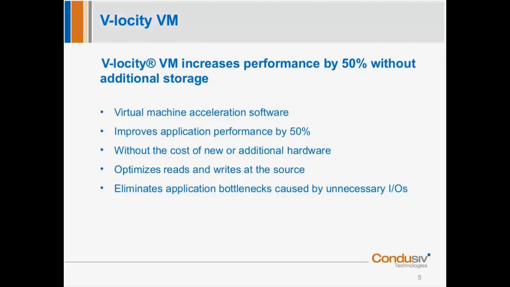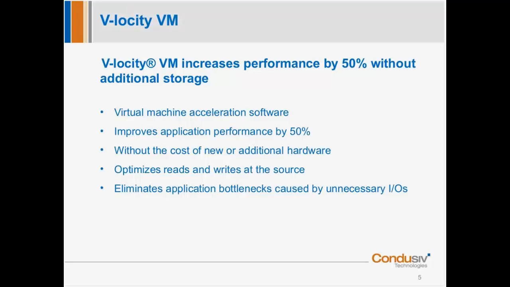So at Conducive, we created a line of products called Velocity. As Nick said earlier, we're going to discuss Velocity VM, or Velocity for virtual machines. Velocity VM increases performance by 50% without any additional storage hardware. You can think of it as a software approach to performance, a non-intrusive way to increase performance. Velocity VM is virtual machine acceleration software, and it increases performance by 50% without any additional hardware.